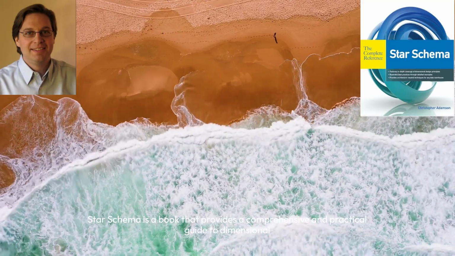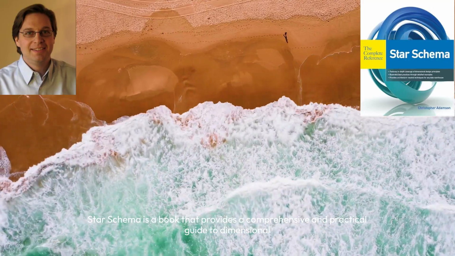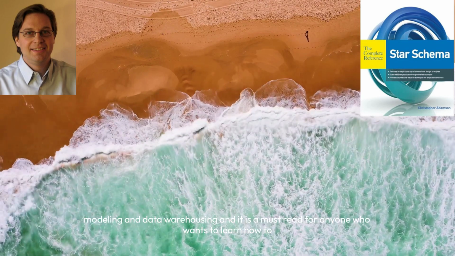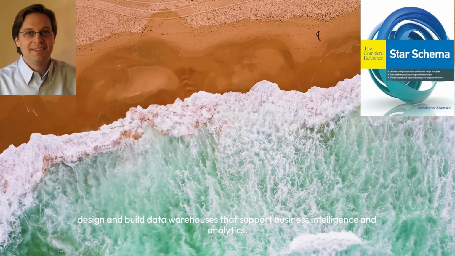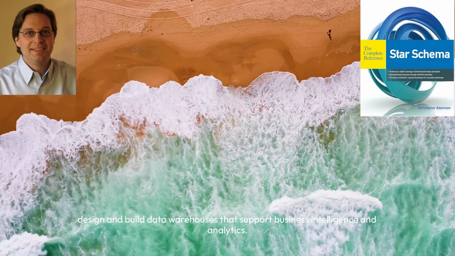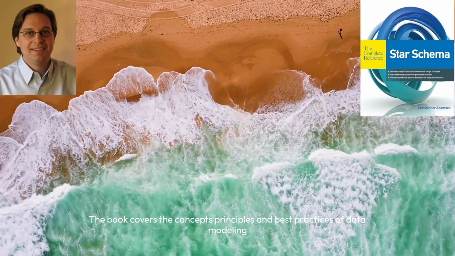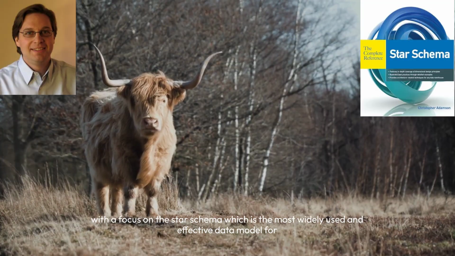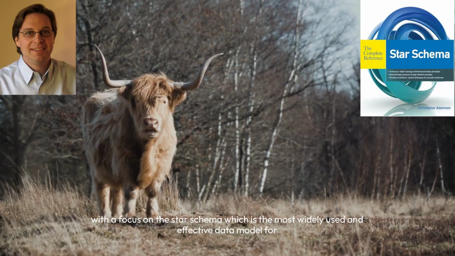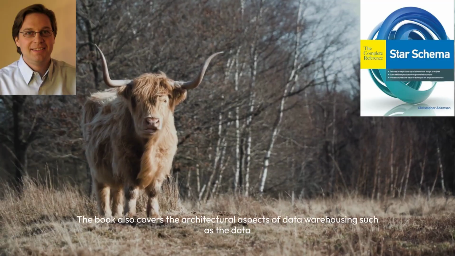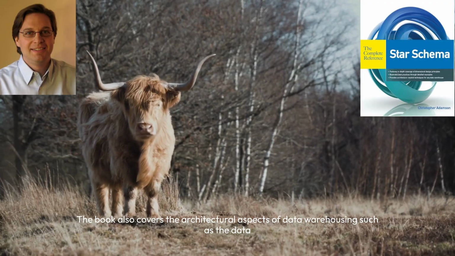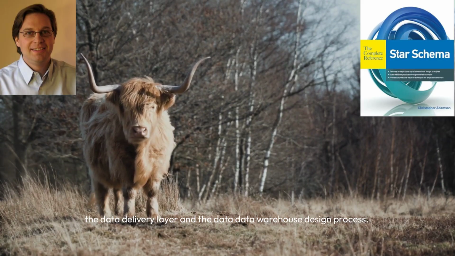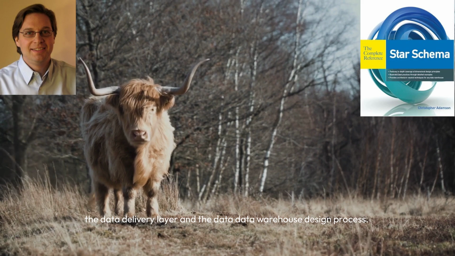Conclusion: Star Schema is a book that provides a comprehensive and practical guide to dimensional modeling and data warehousing, and it is a must-read for anyone who wants to learn how to design and build data warehouses that support business intelligence and analytics. The book covers the concepts, principles, and best practices of data modeling, with a focus on the Star Schema, which is the most widely used and effective data model for data warehouses. The book also covers the architectural aspects of data warehousing, such as the data warehouse bus, the data staging area, the data delivery layer, and the data warehouse design process.